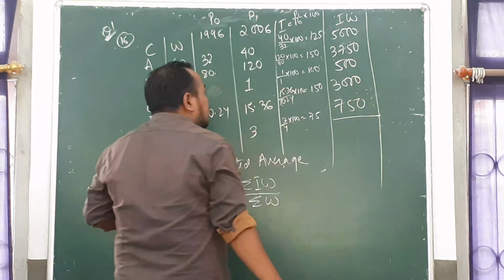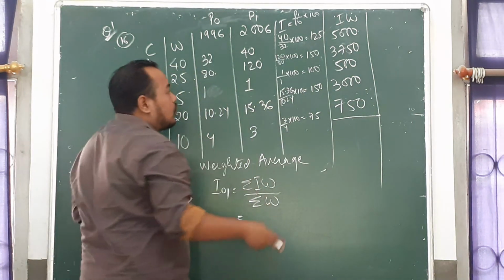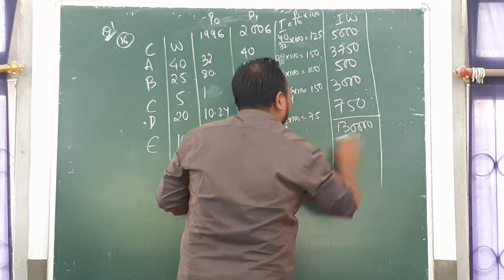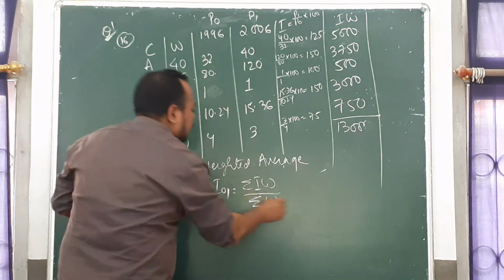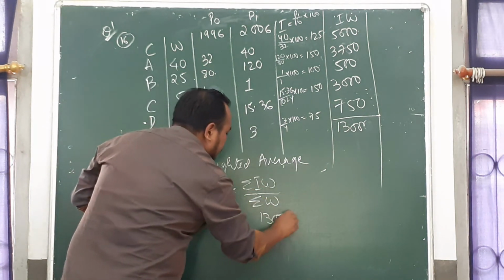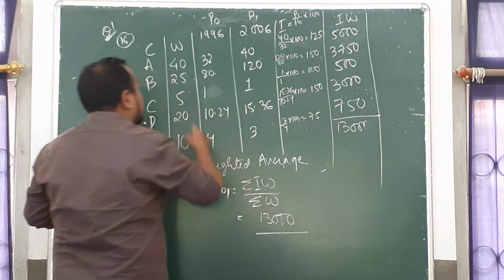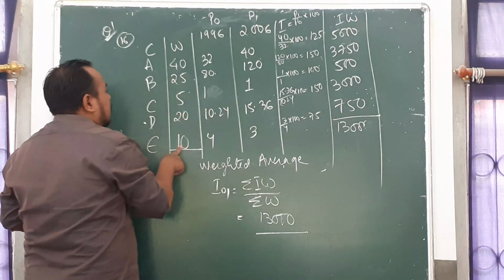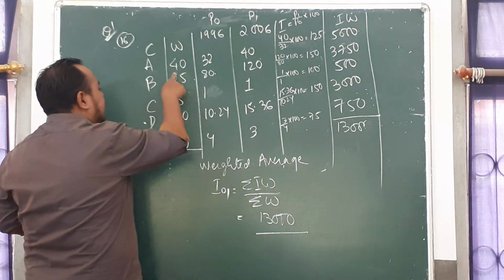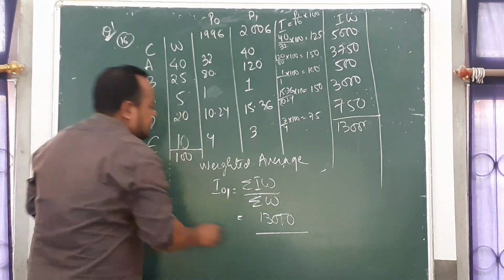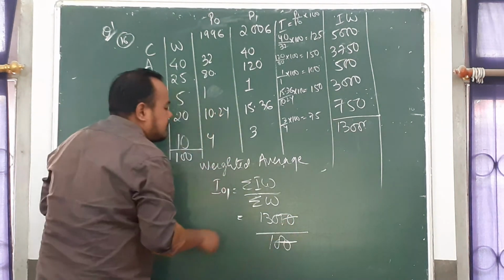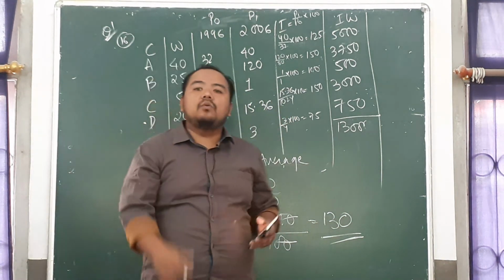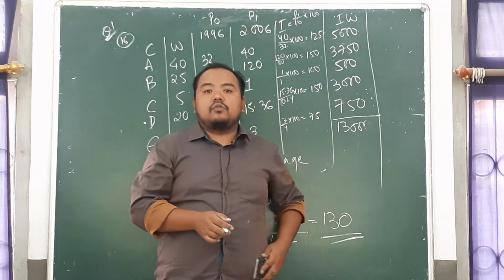According to the formula, I need to add summation IW. So the column containing IW, when you add it, you get 13,000. So the numerator is 13,000, divided by summation W. Do you see a column containing W? Summation means we need to add them up. 40 plus 10 is 50, 60, 70, 80, 90, 95 plus 5 is 100. So divided by 100, the zeros get cancelled. So what is the index number? It is 130. This is how you are going to solve questions on index number.